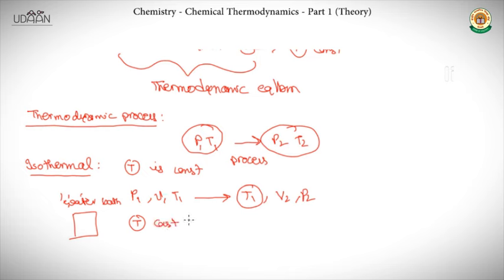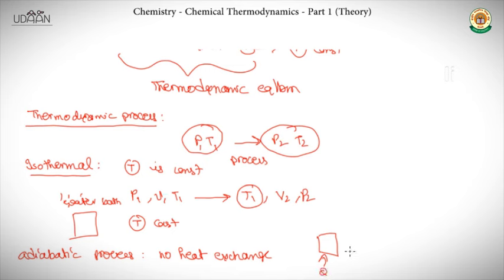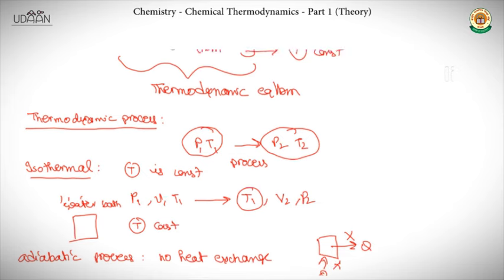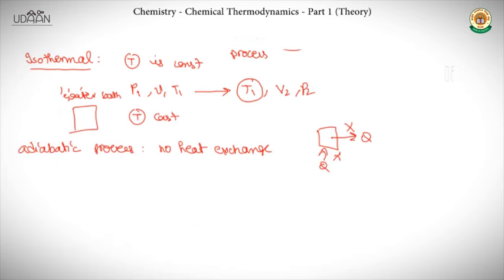Now we talk about the next process, the adiabatic process, which we've already talked about. What is an adiabatic process? No heat exchange occurs. It is isolated. Exactly. So no heat exchange occurs. In the sense, we are not supplying any heat to the system, or we are not taking any heat from the system. We call it an adiabatic process.